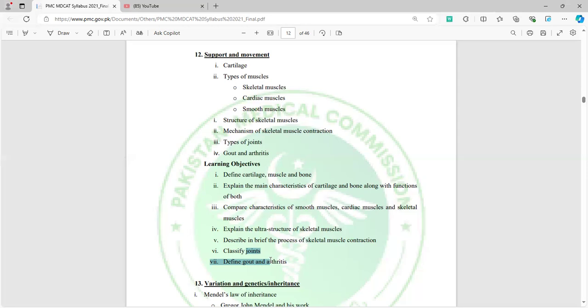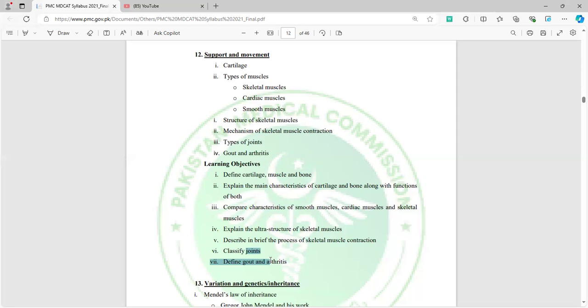uric acid crystals in the soft tissues of the body and predominantly the big toe. So what happens is that when the uric acid level in the body increases beyond 7.2 milligrams per deciliter, the uric acid crystals start to form. Normally, uric acid is basically excreted in the urine. However, either due to overproduction or due to renal failure, this isn't able to happen.